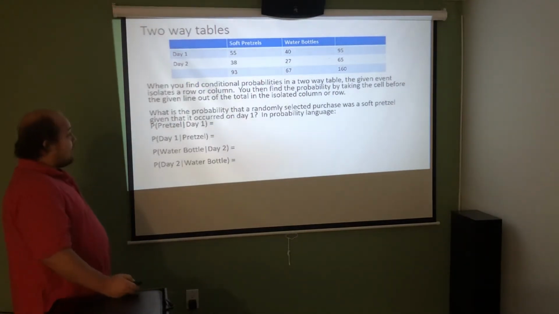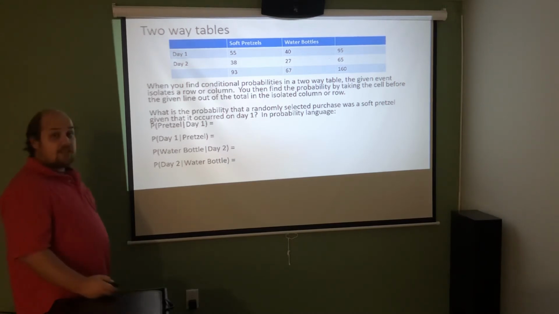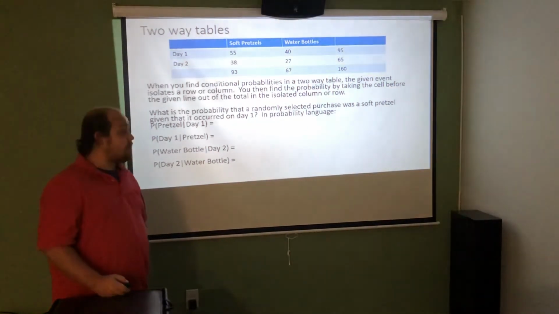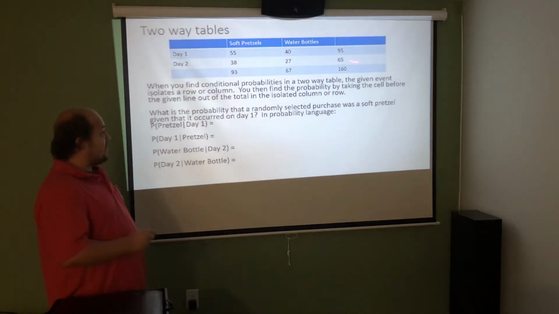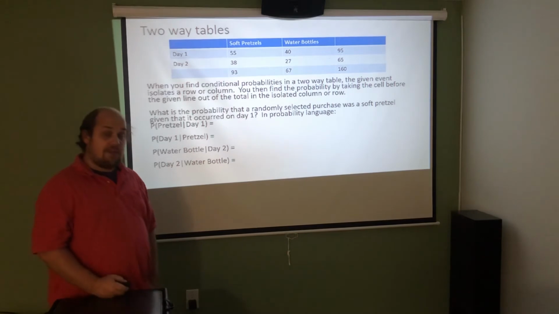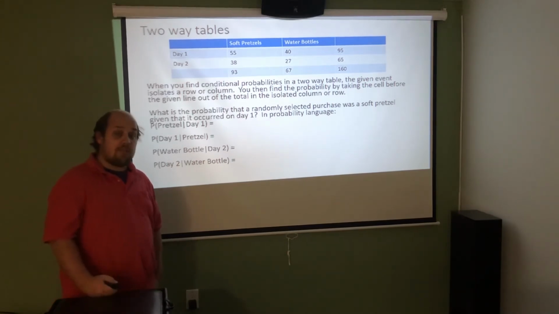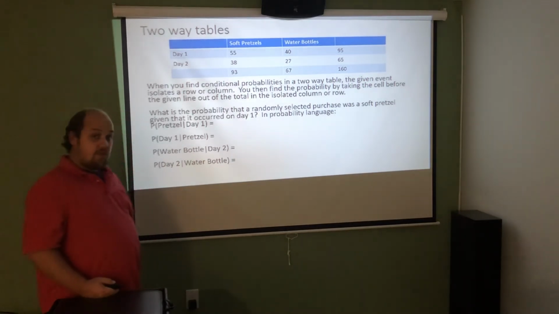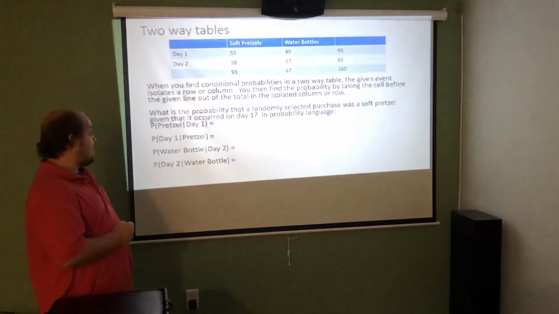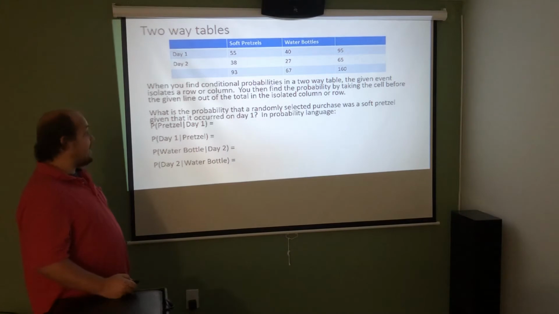In two-way tables, when we talk about how we use conditional probability, basically what it does is it isolates a row or a column. So before, whenever we were looking at two-way tables like this and trying to figure out probabilities, we went to the table total for the bottom of our fractions. Now when we do conditional probabilities, the bottom of our fraction is either going to be a row total or a column total. For instance, in this first question, what's the probability I got a pretzel given that I made the purchase on day 1?